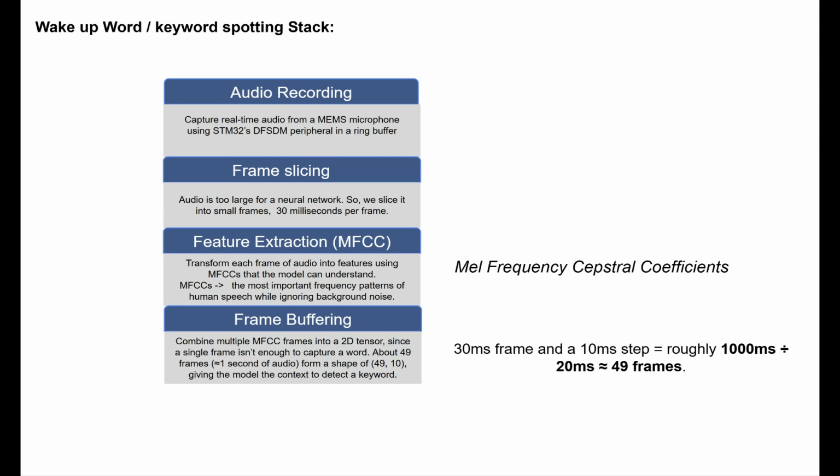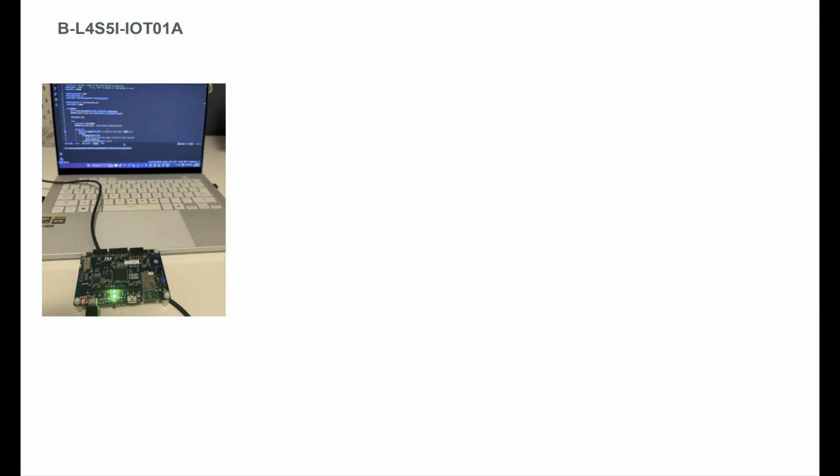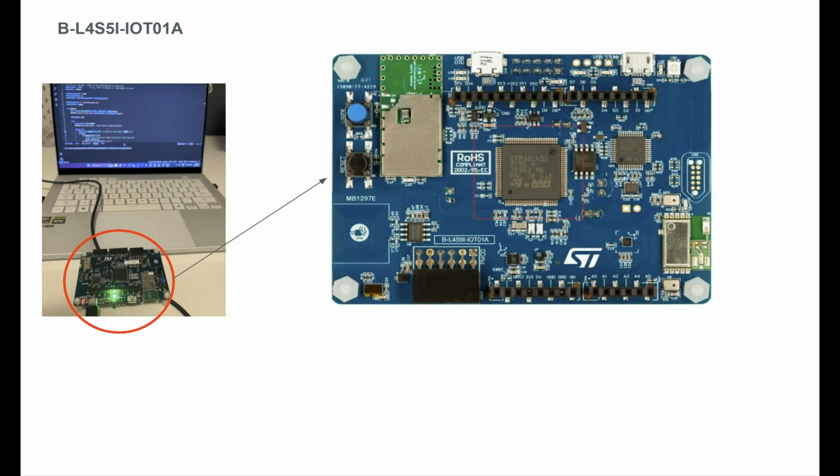Next is running the model inference on the microcontroller. The MFCC tensor will pass into the model and we will see the result of the prediction. For this project, I'm going to use the STM32 IoT development board, which has one STM32L4 microcontroller and two MEMS microphones. For the sake of simplicity, I'm going to configure just one microphone and record mono audio. This keeps things straightforward while we focus on capturing clean voice data for our machine learning model.